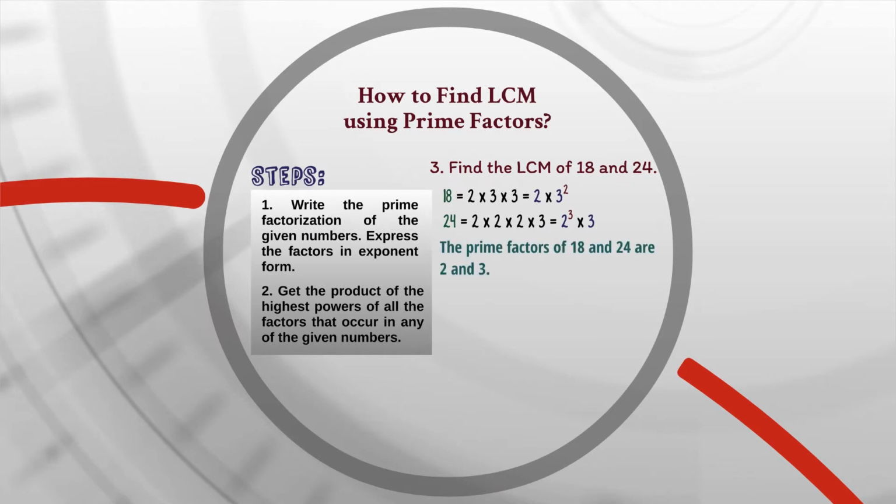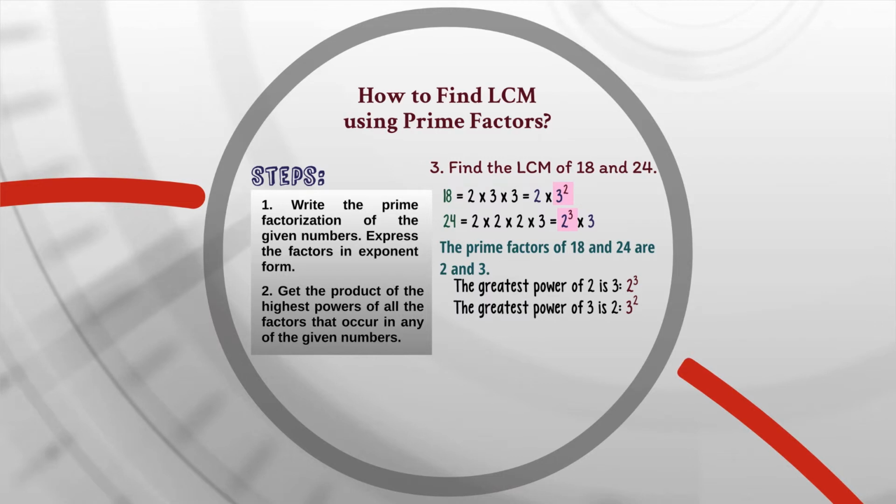So, the prime factors of 18 and 24 are 2 and 3. And if we're going to look at the prime factors of the two numbers again, we can say that the greatest power of 2 is 3, because we have the cube of 2. On the other hand, the greatest power of 3 is 2 because we have the square of 3.